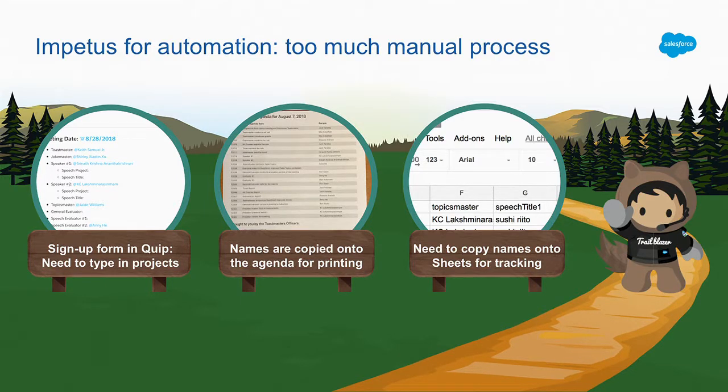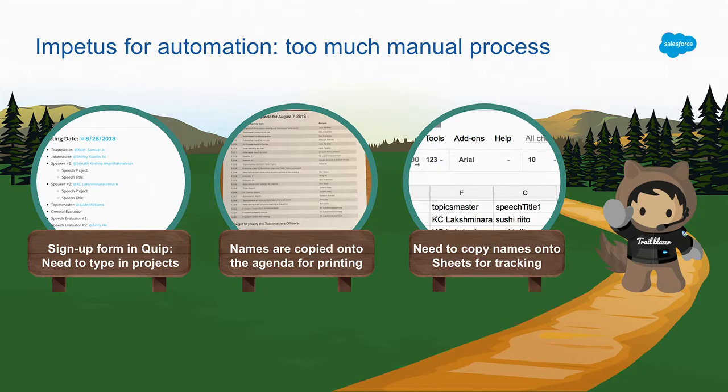And every meeting, we need to copy the set of names onto an agenda to be printed out. Because at Toastmasters, we run the meetings very efficiently, and that means everyone needs to have a copy of the agenda with the proper names on it. So this is a pain. But last but not least, we need to track how well our members are doing, which roles they're taking, what kind of speeches they're doing. So we need to copy the names onto the sheets for tracking.